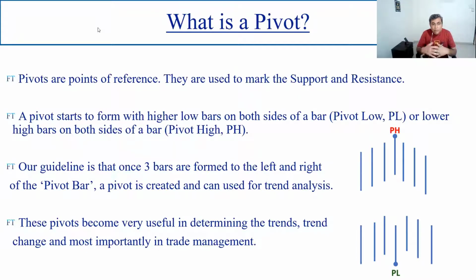So a pivot starts to form with higher low bars on both sides of a bar, which is called a pivot low. What it is talking about is this example. Let's understand it very clearly. A pivot starts to form with higher low bars on both sides. So these are the higher low bars. Why are these the higher low bars? Because this bar has the lowest low point, and all these three bars on either side of it have lows which are above this low, which makes them higher low bars.